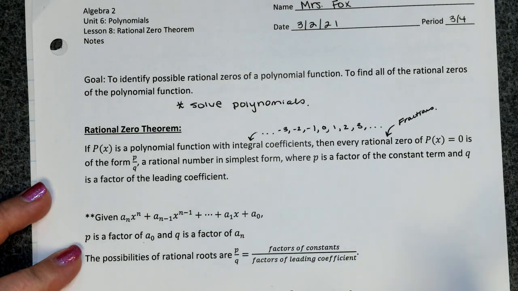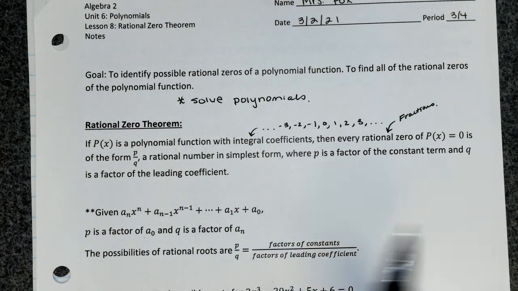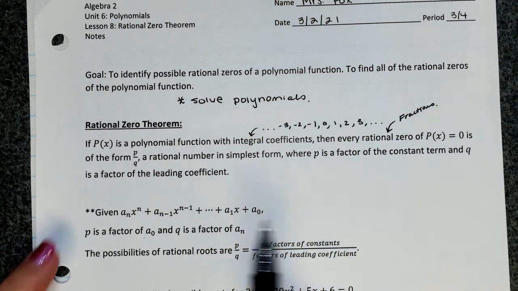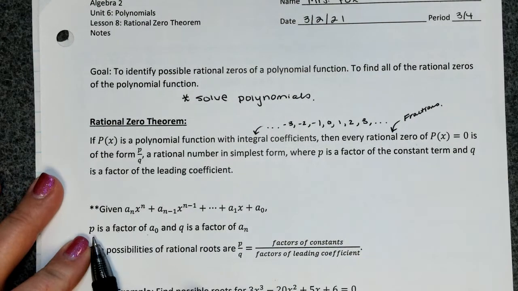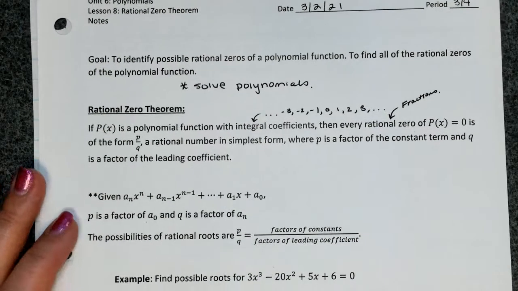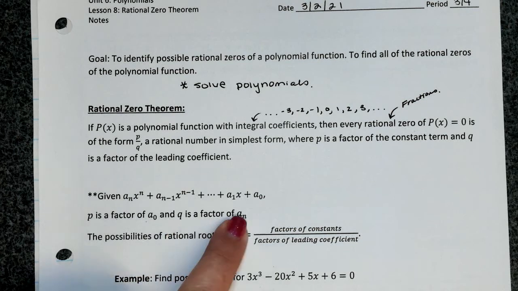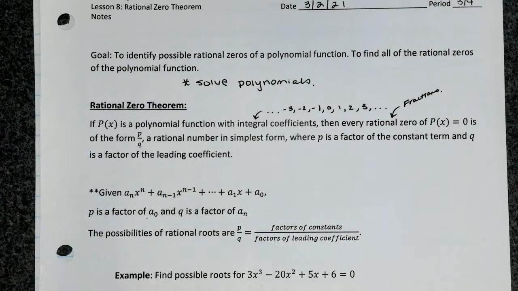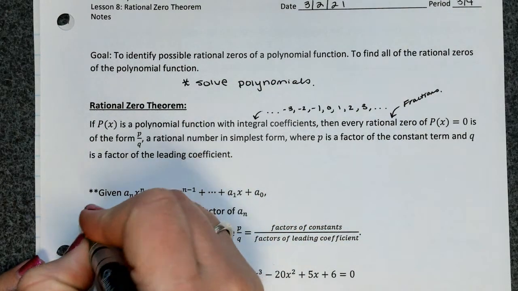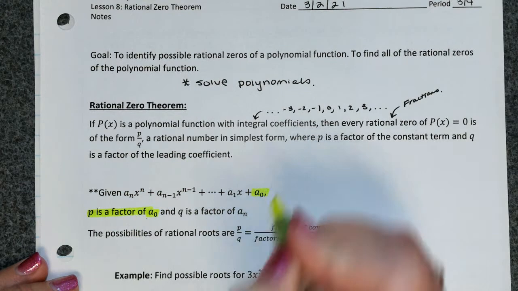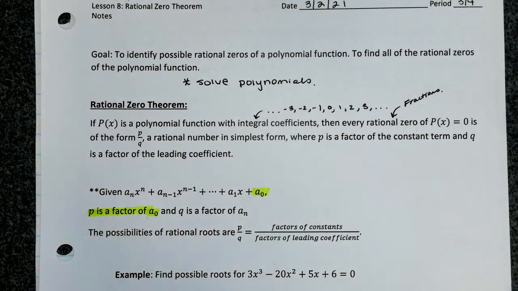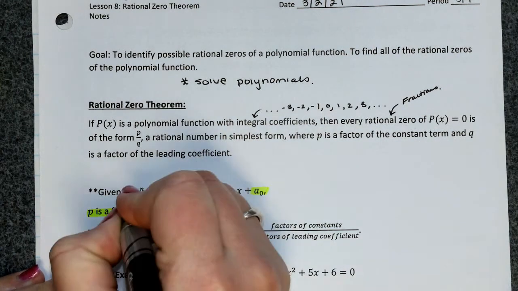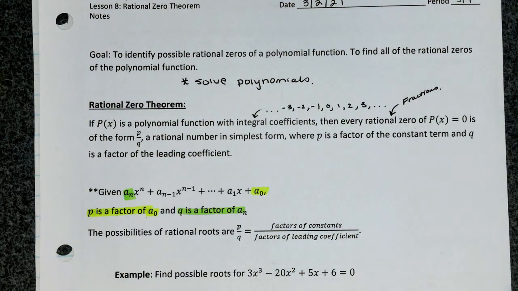This might sound like Chinese right now, or gibberish, or some foreign language, but we'll get there, I promise. All right, so given this polynomial, p has to be a factor of the constant, and q has to be a factor of the leading coefficient. That's what this last sentence says. Let me highlight, we'll coordinate this. So p is a factor of the number there at the end, and q is a factor of this number at the beginning.